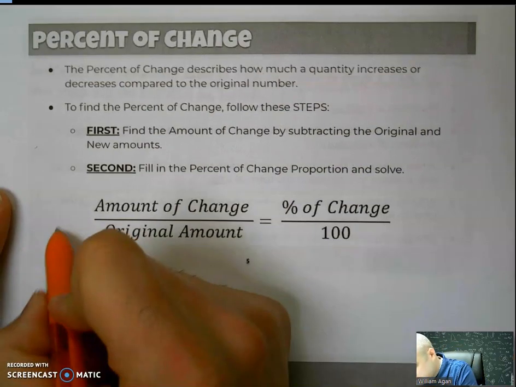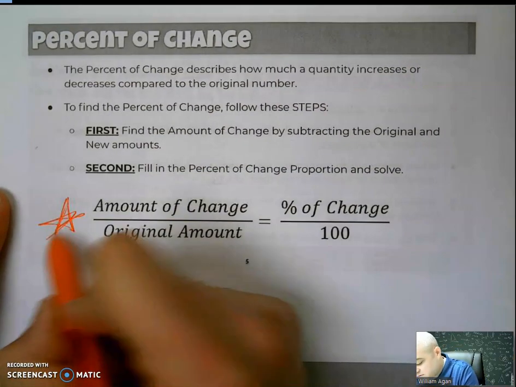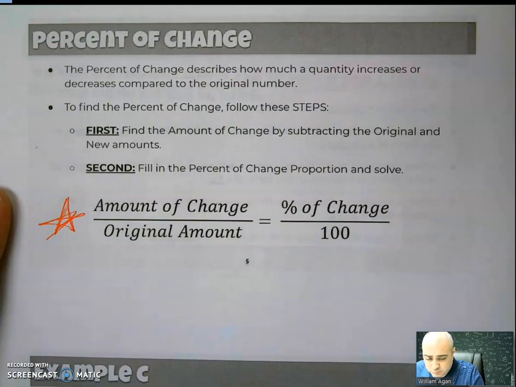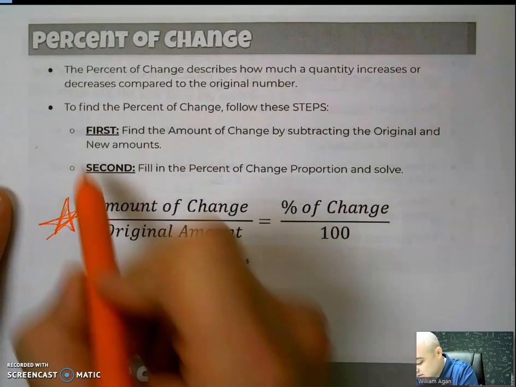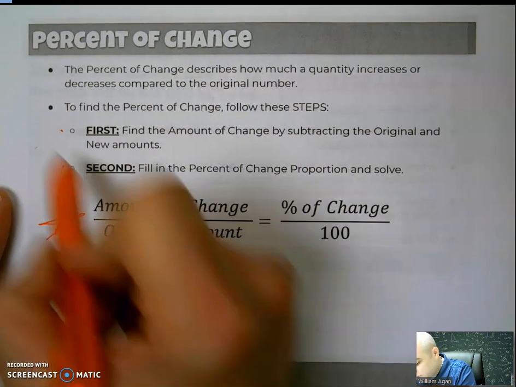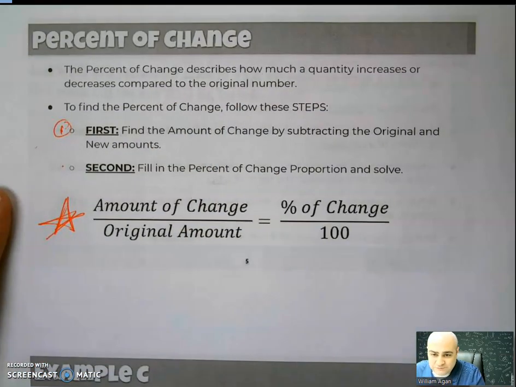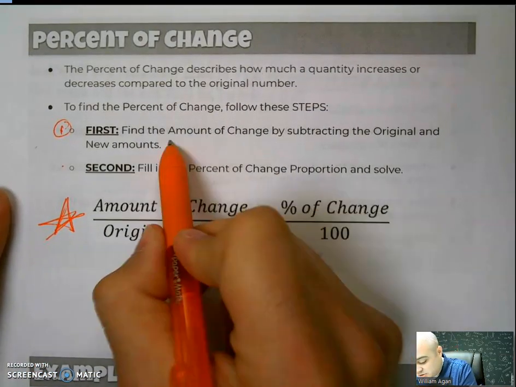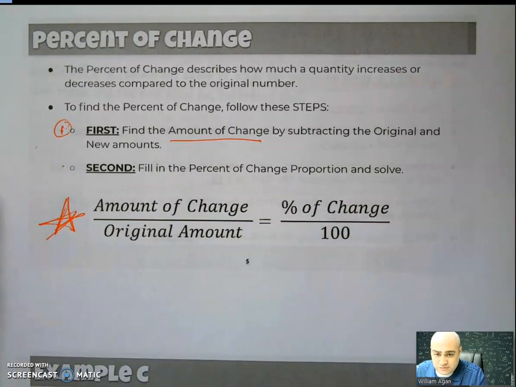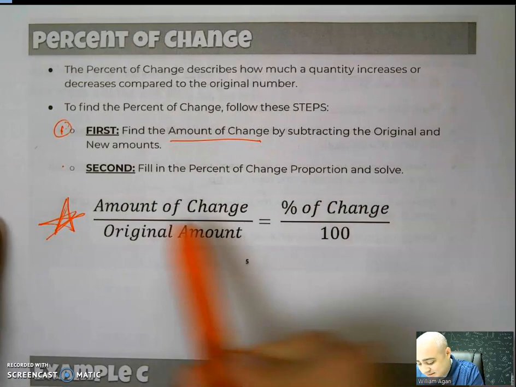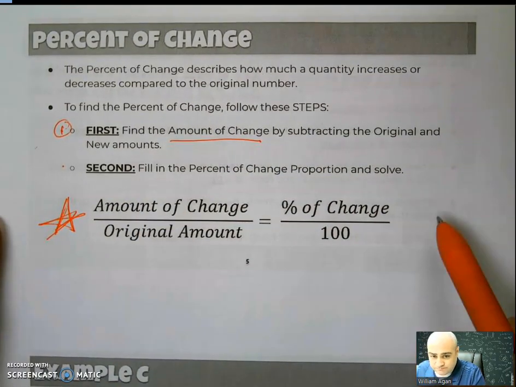So this is the special formula proportion for these problems, and these are the steps. The first step is very important. You have to find the amount of change. To find that, you just subtract the original and the new amounts. And then you have to do this proportion.